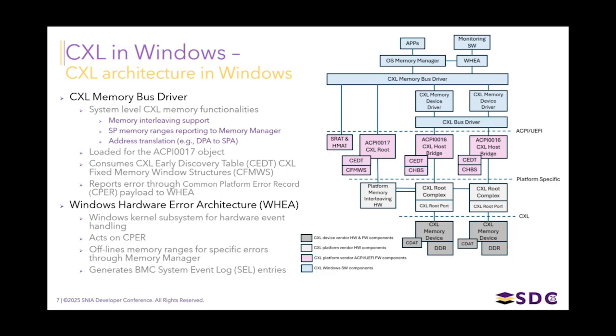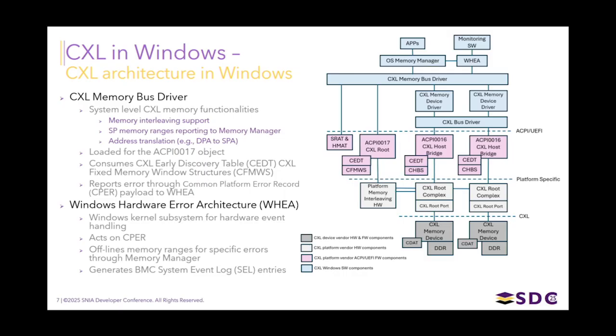Thanks. All right, so moving further up the stack. On top of the memory device driver is our memory bus driver. This is where our system-level CXL functionalities are. The memory bus driver, in conjunction with the ACPI 17 device and the fixed memory window structures, the SRAT and the HMAT, and the memory that's being surfaced by each of these memory devices, is all contained in the bus driver, and it understands all of the interleaving.